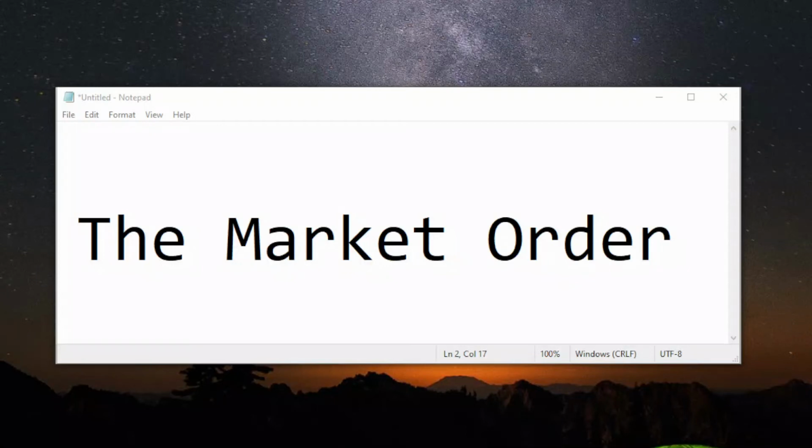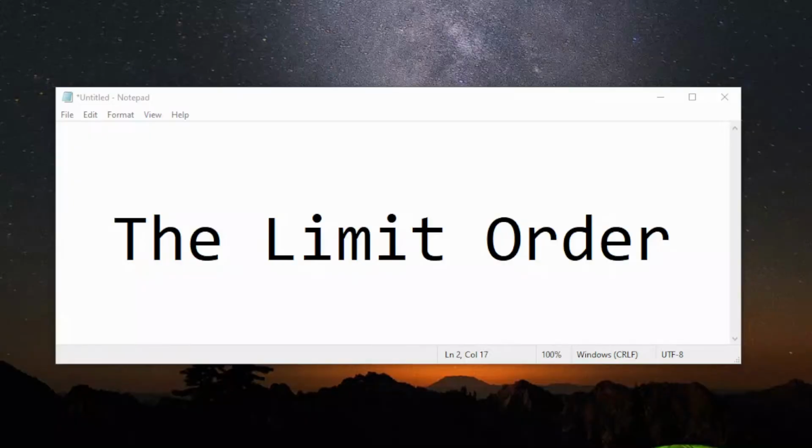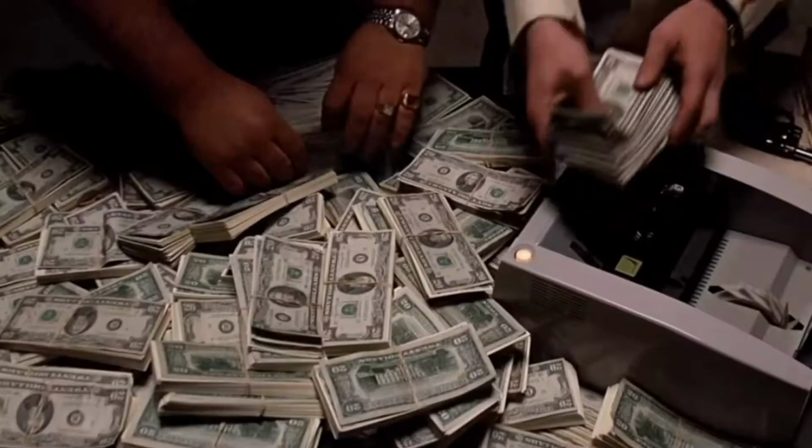Last time we covered the market order. Come on, let's go to the market. This time we're going to cover the limit order. Push it to the limit.